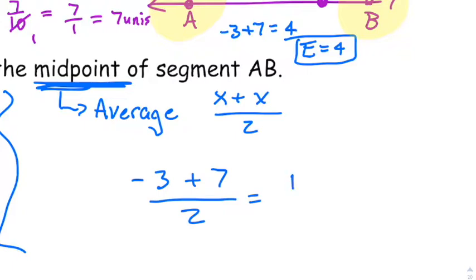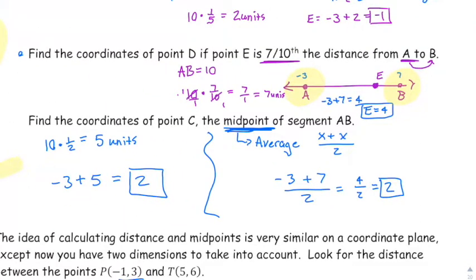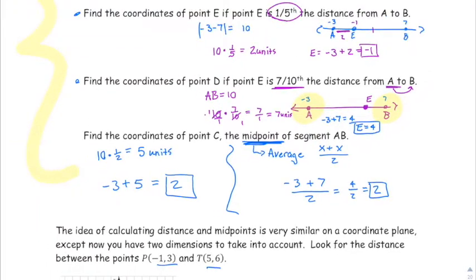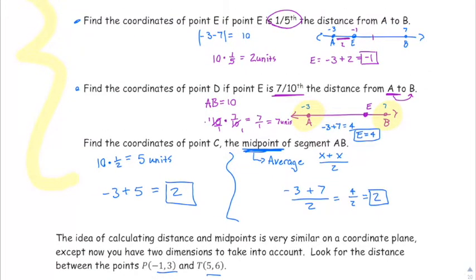So -3 plus 7, that should be 4. 4 divided by 2 should be 2. That would be where your midpoint is. To me, I think the average is a little bit quicker, especially once you grasp it, but you can do it either way right there.